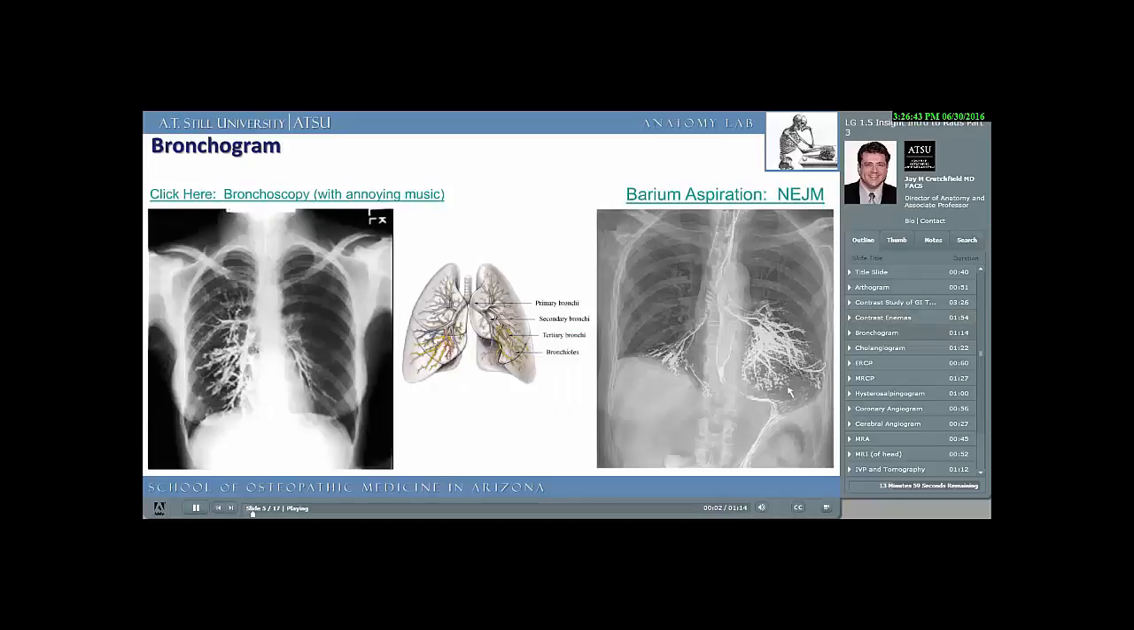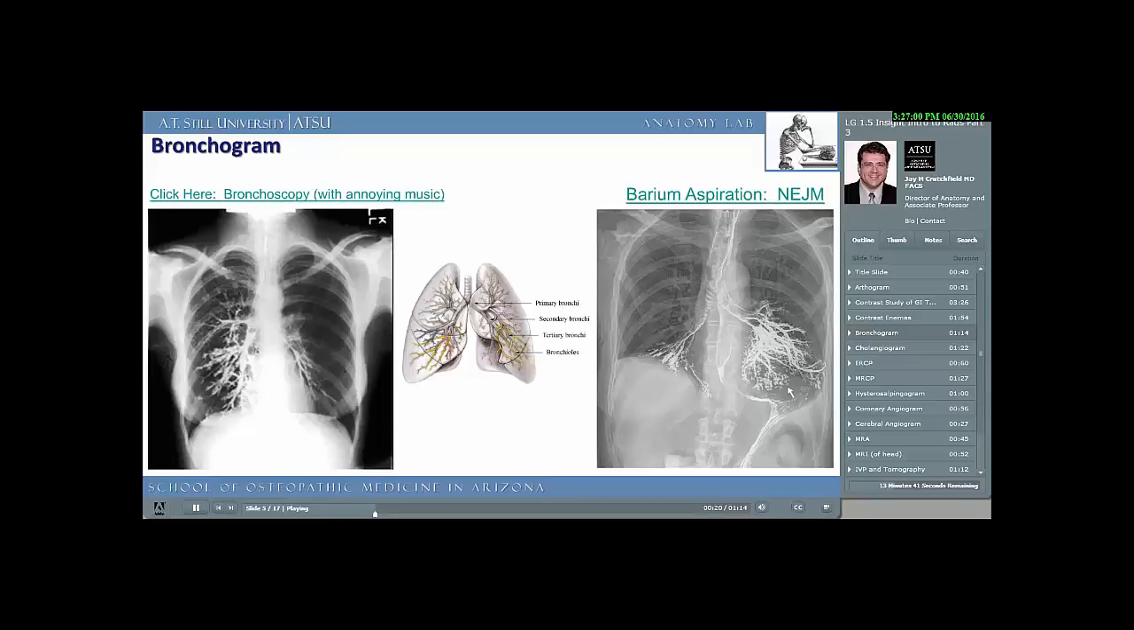Here's an example of a bronchogram. This, again, is an outdated test. The patient inhales dilute barium sulfate in an attempt to visualize the airways and to ascertain whether or not the patient may have an underlying lung cancer or some other pathology.